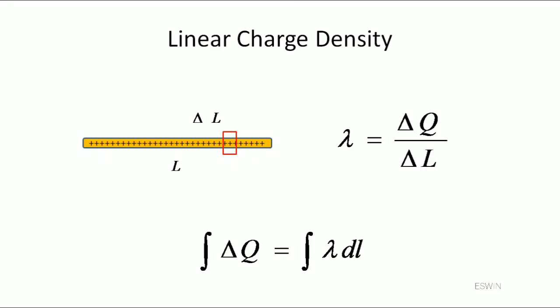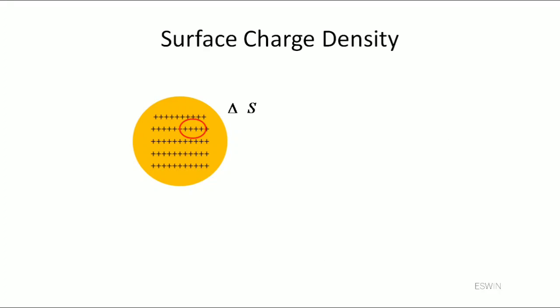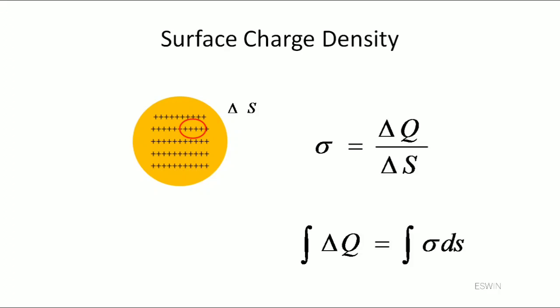Now let us move on to surface charge density. When charge is distributed on the surface of a conductor, we can consider a small elemental area delta S, and that area will have a small charge delta Q. Then we can define surface charge density sigma equal to delta Q divided by delta S. Now if we want to find the total charge on the surface of that conductor, we can find integral delta Q equals integral sigma ds.